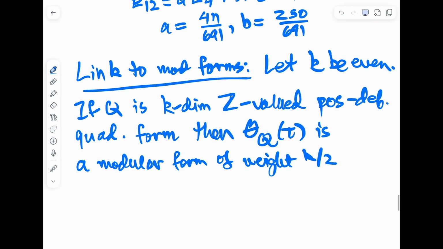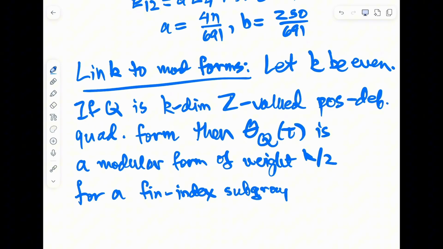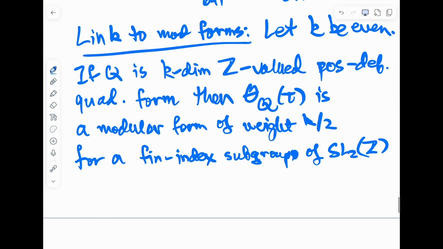So it's a modular form not of weight k, but of weight k over 2 for a finite index subgroup of SL2Z. I'm not going to define modular forms for finite index subgroups. It's very similar to the definition for all of SL2Z, but there are some additional technical complications for a finite index subgroup of SL2Z. You can pin down and describe the subgroup. I'm not going to do it here. I will say that sometimes that subgroup is all of SL2Z.